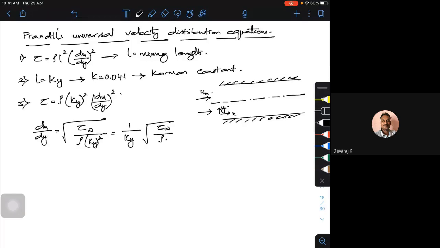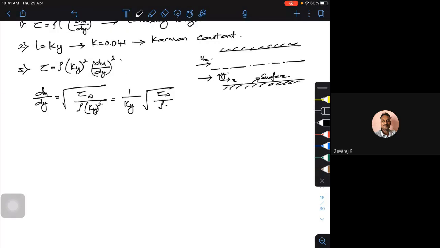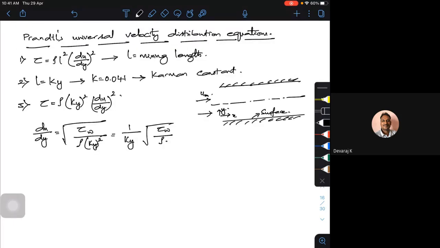So now if I consider any of the surface, see, if I consider this surface, okay, if I consider any of the surface, so for this y is very close to the surface, your Prandtl assumes that tau also can be a constant. Okay, this is what your Prandtl's universal velocity distribution speaks of. What really happens to the things which are very close to the surface?